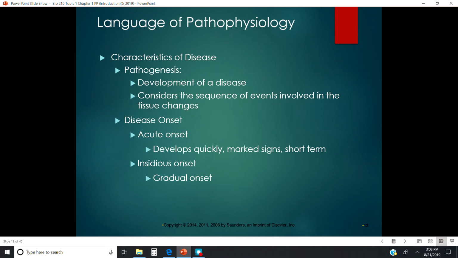The term you're going to use is insidious, right? This is a gradual onset, right? Coming on over a slow period of time. All right, so we can describe onset as either being acute, quickly, or insidious, slowly or gradual.